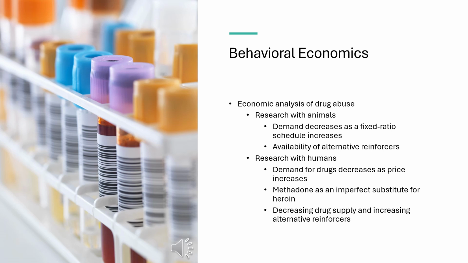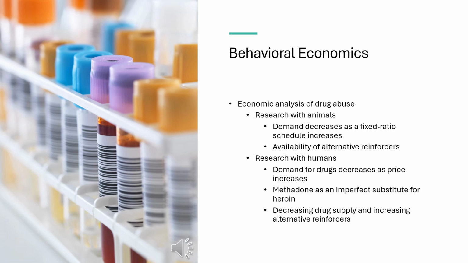Introducing alternative non-drug reinforcers such as social interaction or food can reduce the likelihood that an animal will seek out the drug. It suggests that the presence of alternatives can also diminish the appeal of drug use. If we look at price sensitivity in drug use, or the demand for drugs decreasing as price increases, human studies mirror animal research. And so when the cost of a drug rises, either through legal restrictions or increased financial cost or other barriers, people tend to reduce consumption.